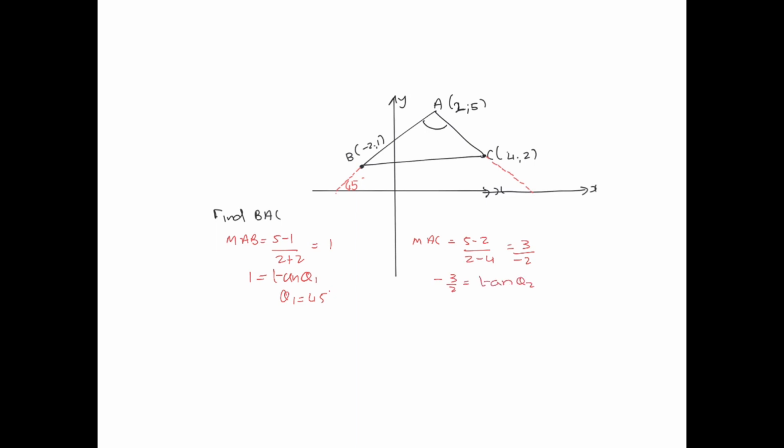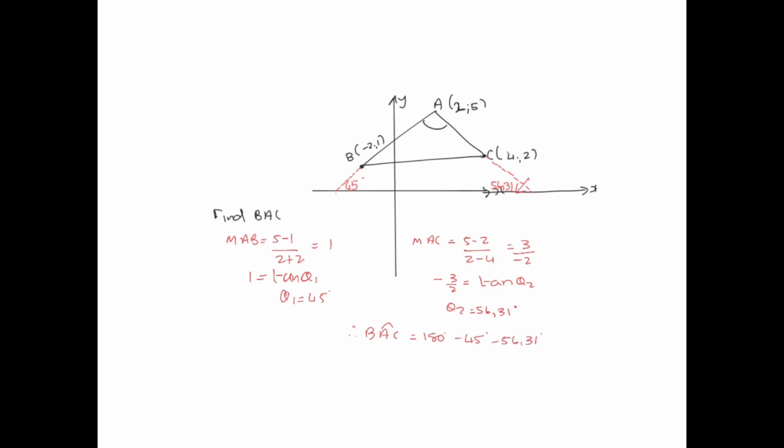And you're going to say shift tan minus 3 over 2. And we get an answer of minus 56,31 again. And remember I told you we can just take away the negative and say that's 56,31. So theta 2 is equal to 56,31 degrees. And therefore, BAC, which we wanted, is 180 degrees minus 45 minus 56,31.